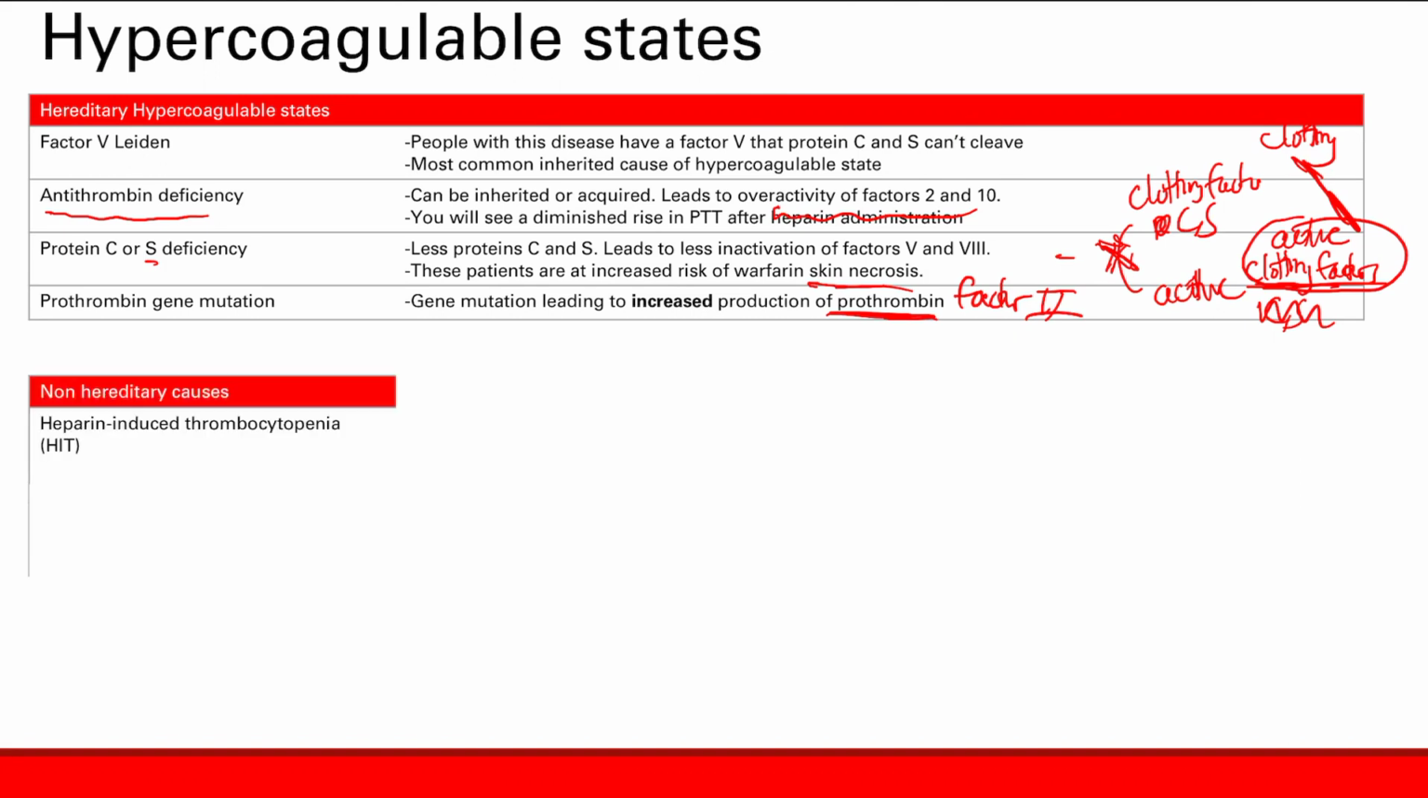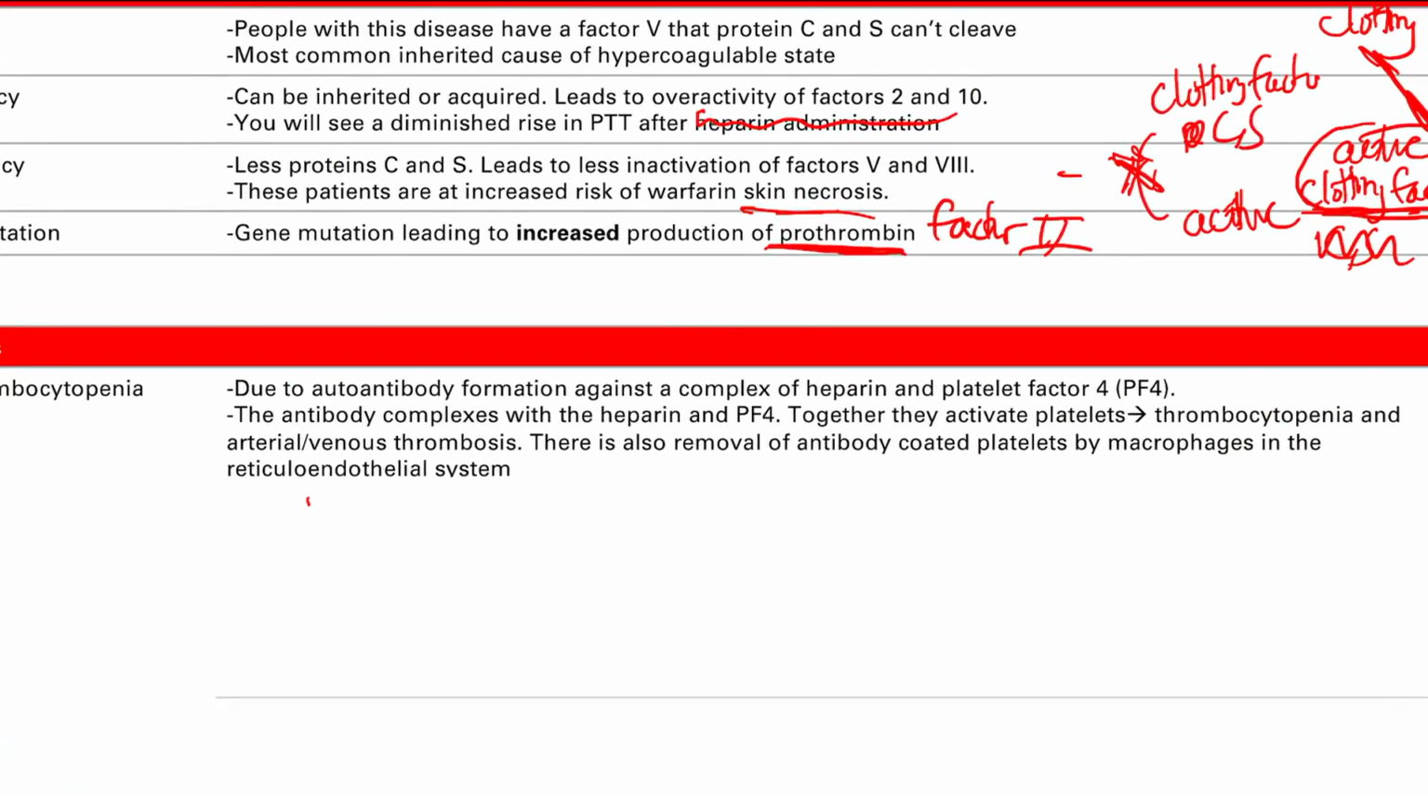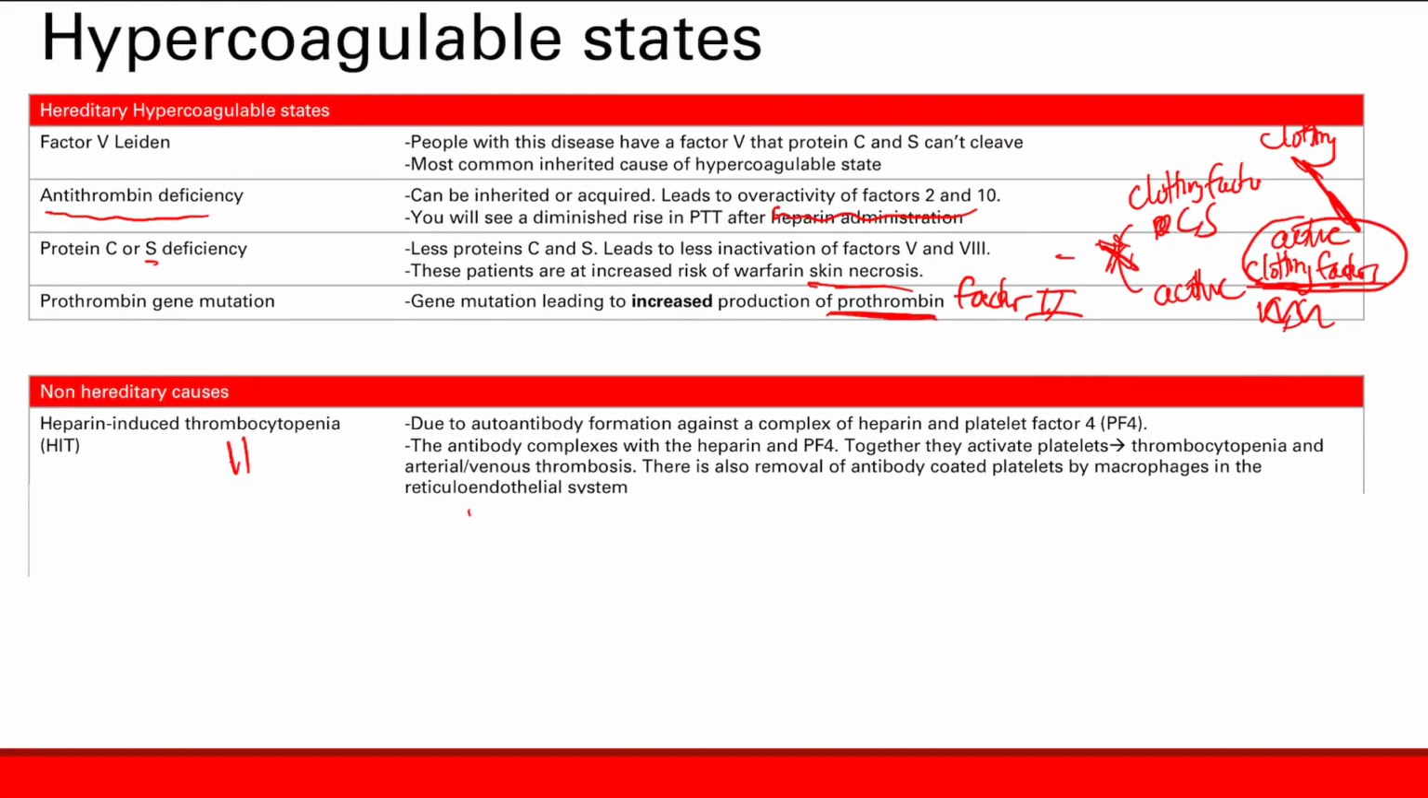The first one is heparin-induced thrombocytopenia, aka HIT. What happens is you get antibody formation against the complex of heparin and platelet factor 4. You already have a complex of heparin and platelet factor 4, and then for some reason you get antibodies against this complex. And this antibody complex is going to activate platelets. You're going to get too much activation of platelets.